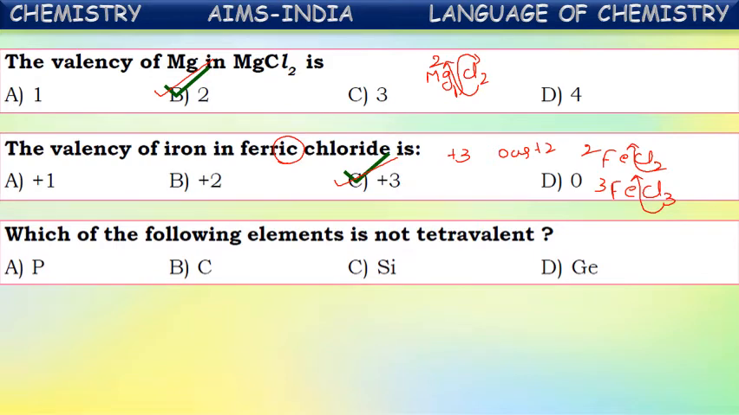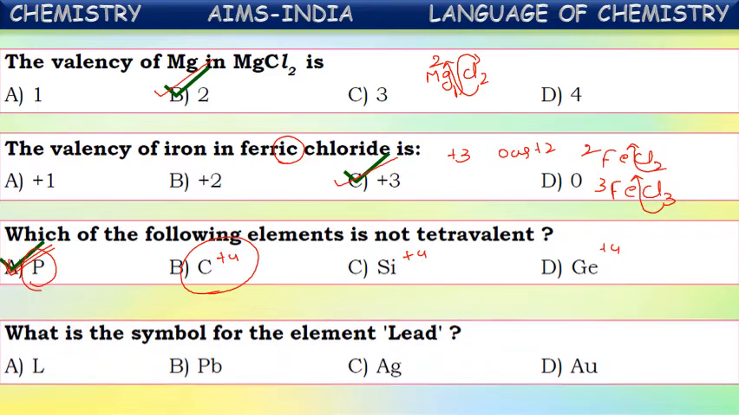Which of the following elements is not tetravalent? Carbon shows +4 valency. Carbon, silicon, germanium all belong to one group, so these are +4. All these are tetravalent. But phosphorus is not tetravalent. It shows valency from -3 to +5; in phosphide the maximum is -3. So phosphorus is not tetravalent, and our answer is option A, phosphorus. Yes. Now come to the next question.